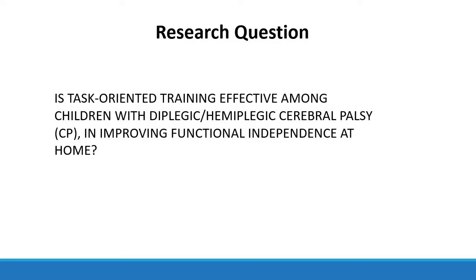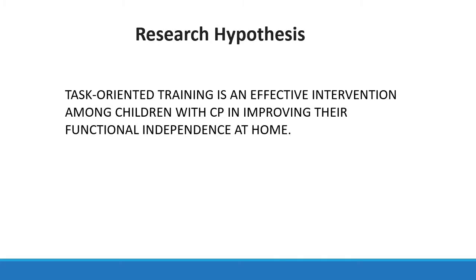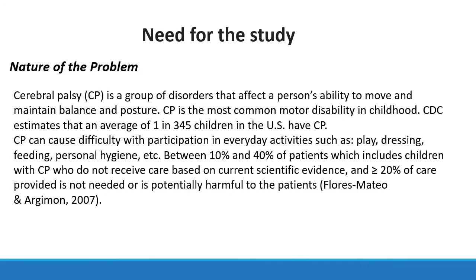Our research question: is task-oriented training effective among children with diplegic or hemiplegic cerebral palsy in improving functional independence at home? Our hypothesis is that task-oriented training is an effective intervention among children with CP in improving their functional independence at home. Nature of the problem: cerebral palsy is a group of disorders that affect a person's ability to move and maintain balance and posture. The disorders appear in the first few years of life. Usually, this disorder does not get worse over time.